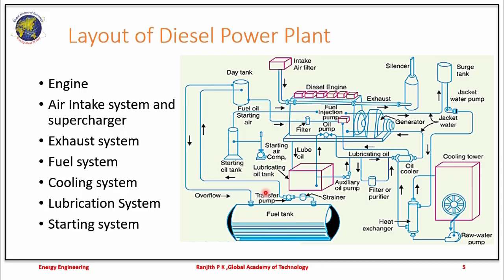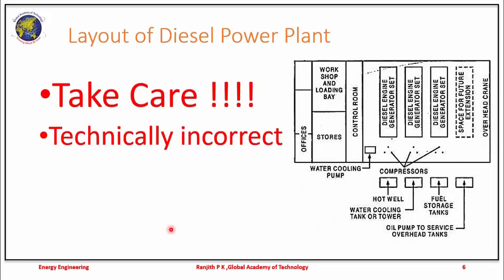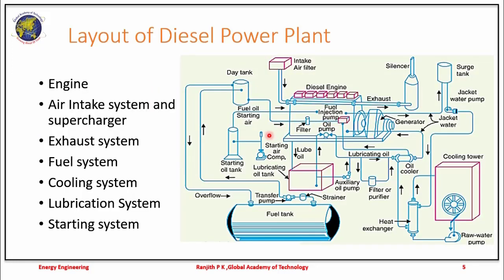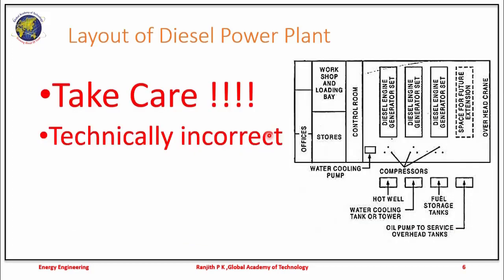The typical layout of a diesel engine plant has a diesel engine, the air intake system and the supercharger system, the exhaust system, the fuel system, the cooling system, the lubrication system and the starting system. Some of the recommendations for writing a layout of a diesel power plant include drawing this plan. Please take care, this is not a technically correct drawing. The layout always has to have the components of the various systems.